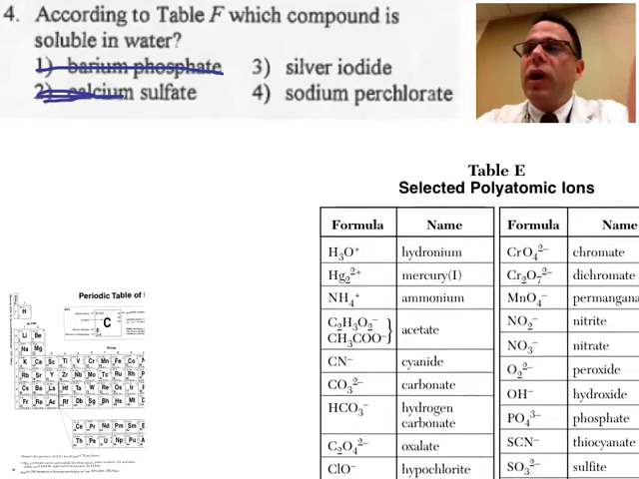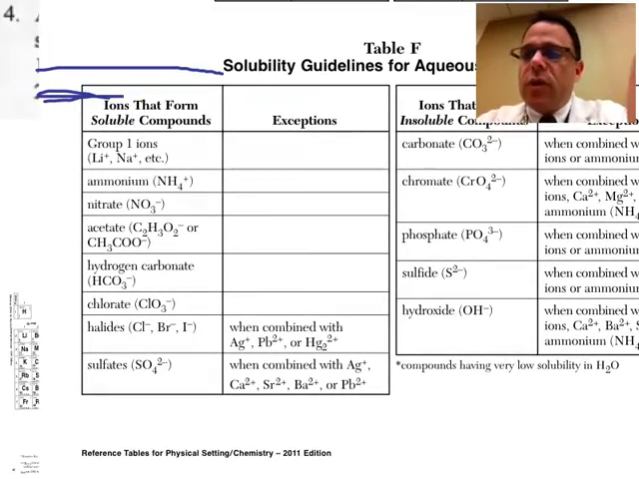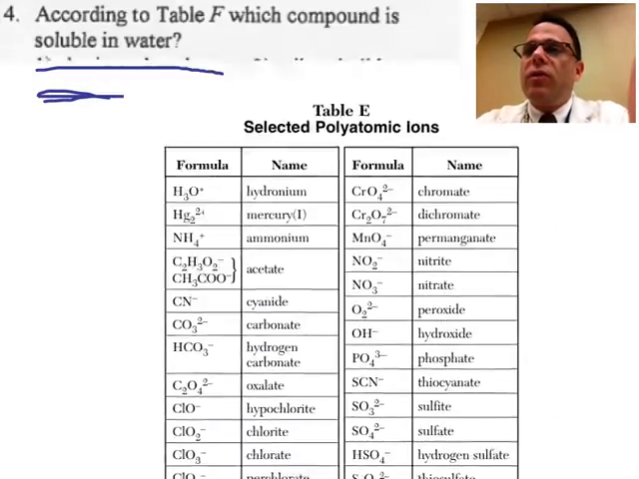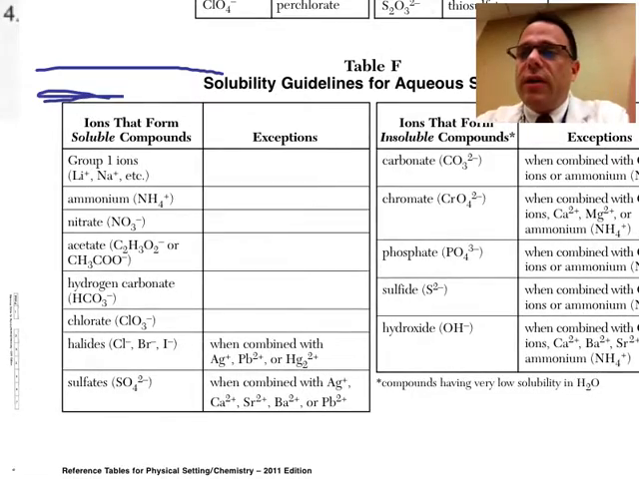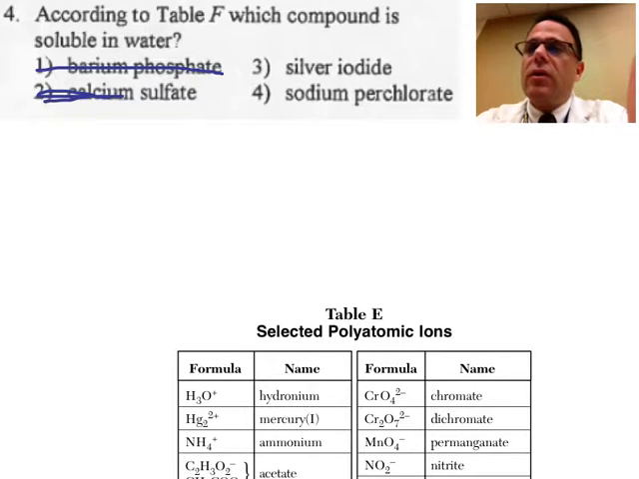Looking at silver iodide. Iodide. There's iodide. Okay, the ion of iodine. They are soluble unless they're with these other ions. And do we have a match? It's saying silver. And silver is Ag. We found ourselves a match. The answer is 3.